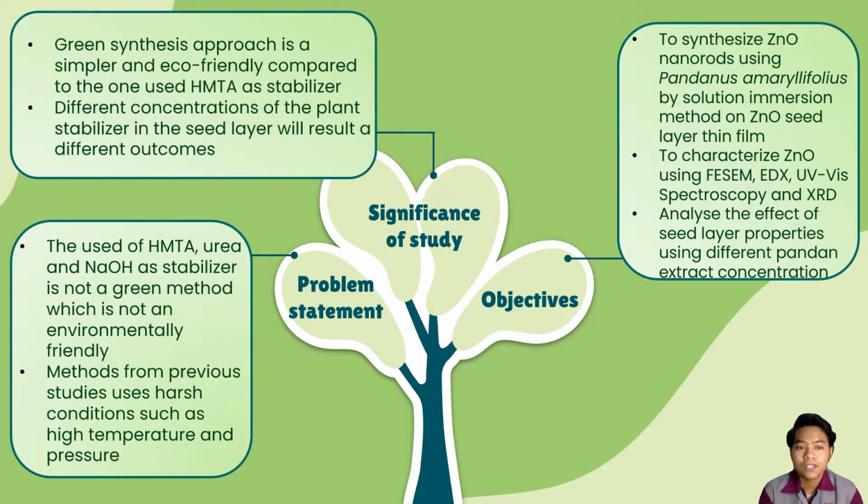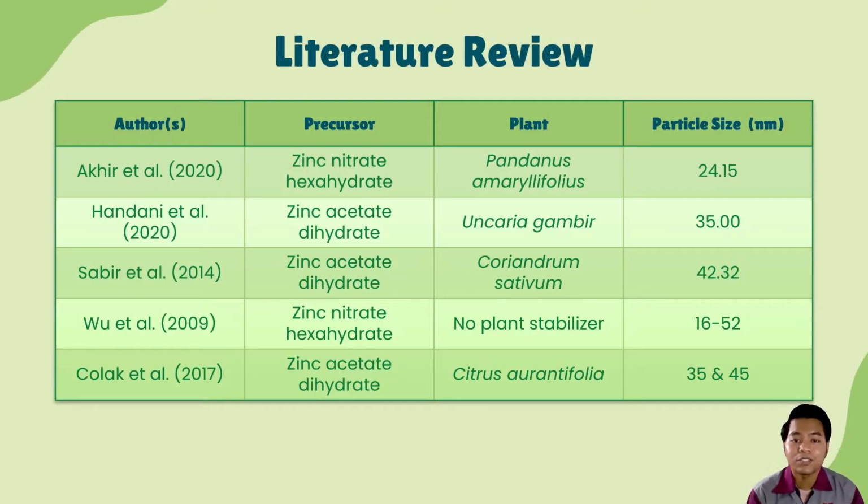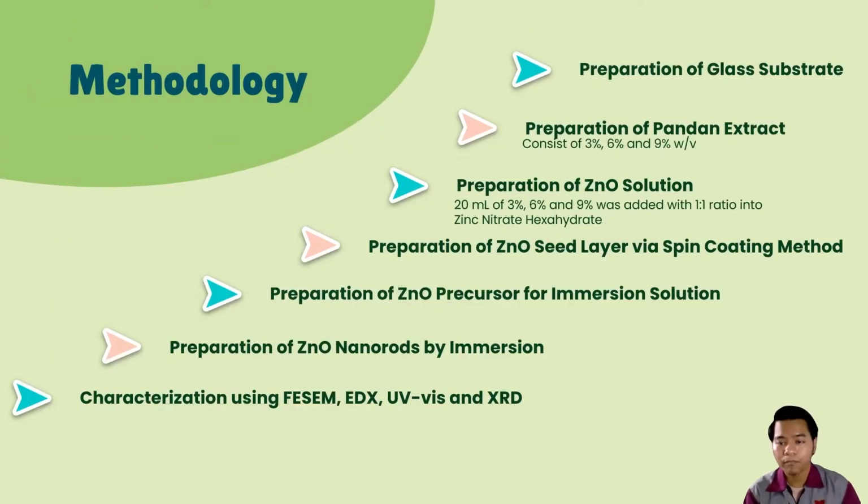As for the objectives, the first one is to synthesize zinc oxide nanorods using Pandanus amaryllifolius by solution immersion method on zinc oxide seed layer thin film. Second is to characterize zinc oxide using FESEM, EDX, UV spectroscopy, and XRD. And lastly, to analyze the effects of seed layer properties using different pandan extract concentration. Literature review. These are some of the papers that I've used as a guidance throughout my final year project.